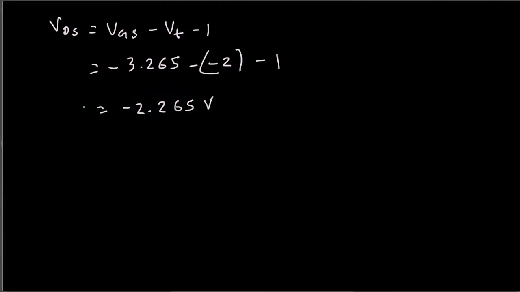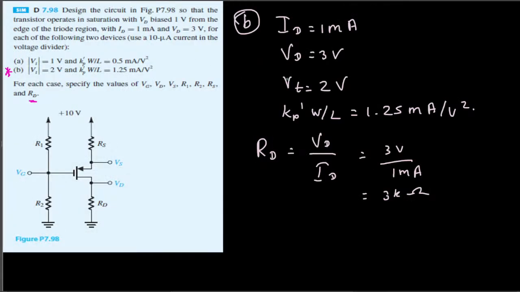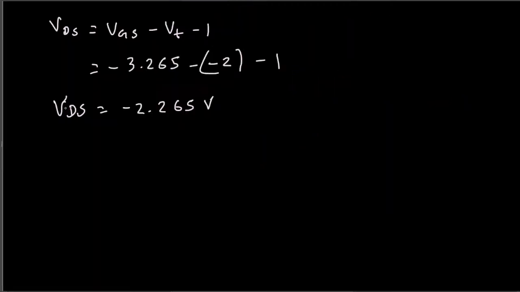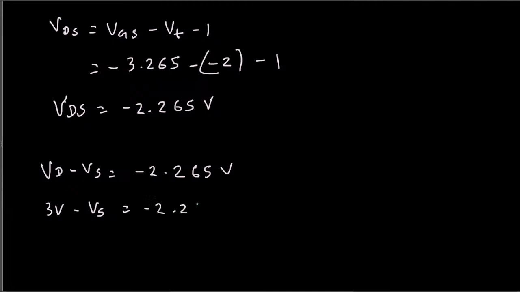So VDS is there. VDS is basically VD minus VS, and we already know VD right here, that is 3 volts. So we can solve for VS here. VD minus VS is equal to minus 2.265 volts, and we know VD to be 3 volts, so put that right here, and then minus VS is minus 2.265. Therefore if we solve for VS, that is 3 plus this, so that's going to be 5.265 volts.